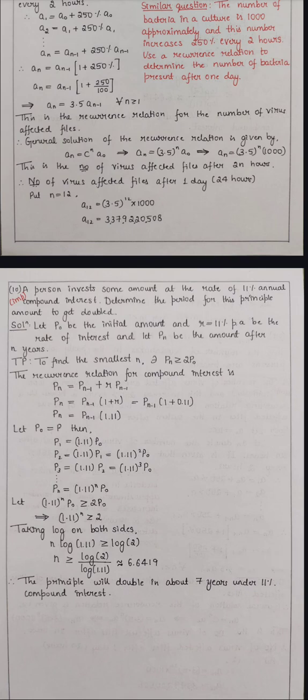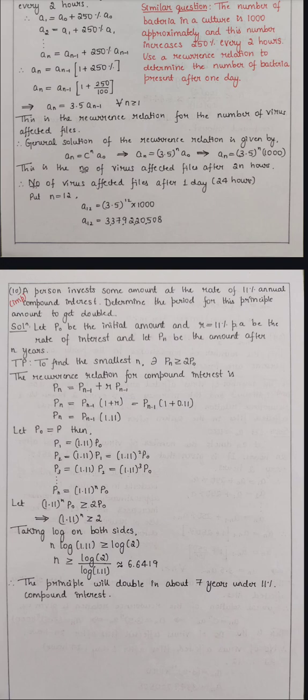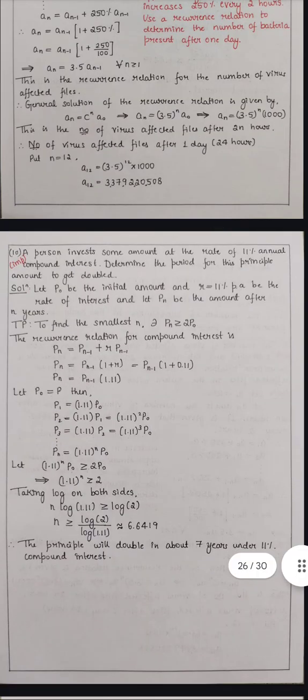The general solution of the recurrence relation is given by an = c (3.5)^n a0, where a0 is 1000. This is the number of virus affected files after 2n hours. The number of virus affected files after 1 day, 24 hours, that is put n = 12. For every 2 hours it changes, so for 24 hours, 24 divided by 2 is 12. So it is 3.5^12 into 1000.